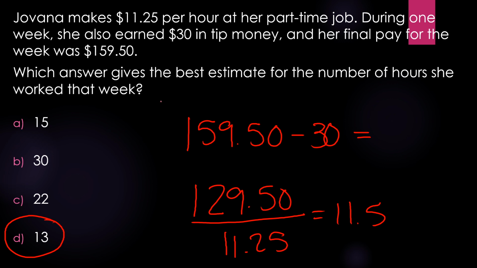And the reason why it's not the exact same number is because we're asking for an estimate, which means that we're technically rounding during these questions. So instead of $11.25 per hour, we'd probably round that down to just $11 or maybe even $10 because that's an easier number to work with. So we just wanted a rough estimate. So 13 is the closest to 11.5, which is why that one is correct.